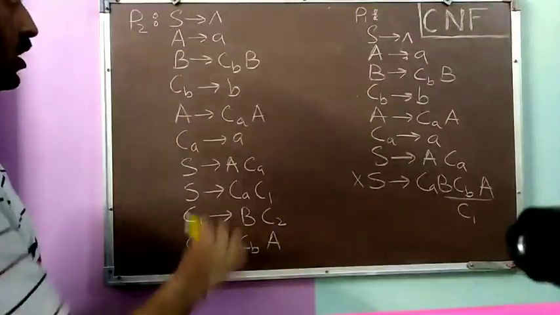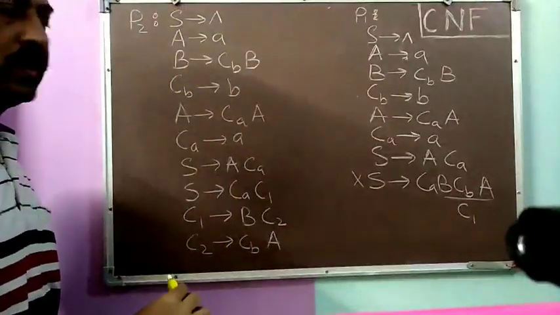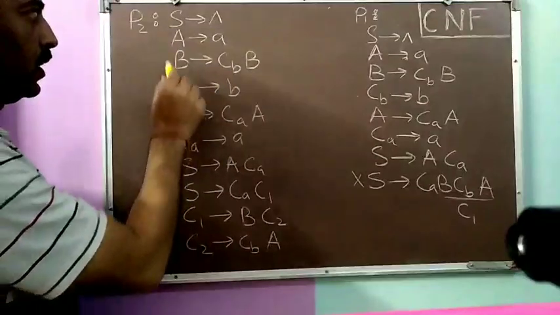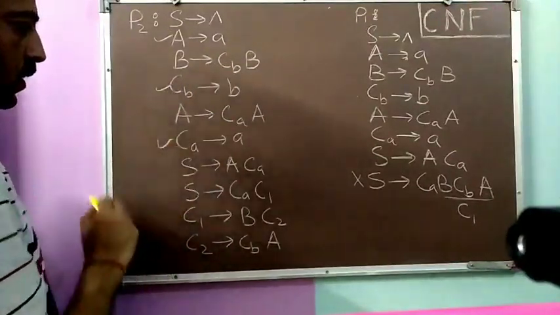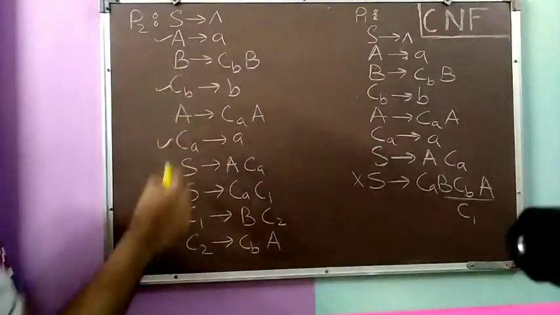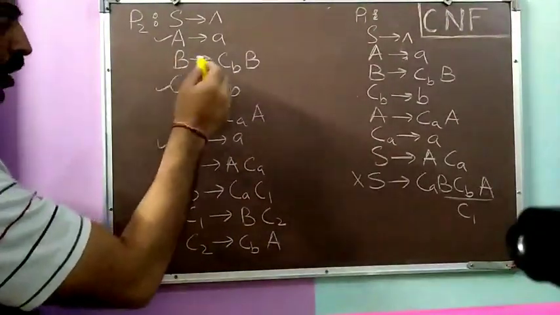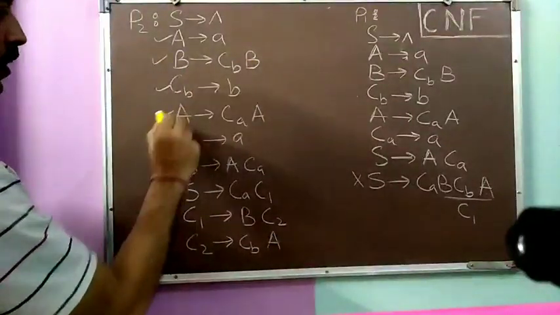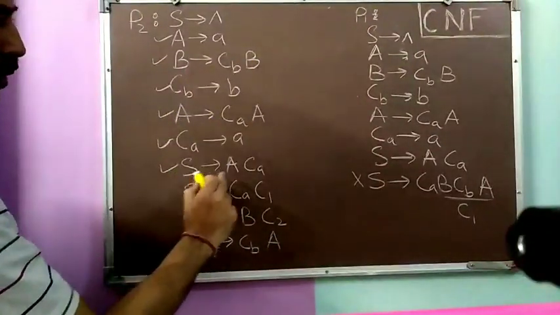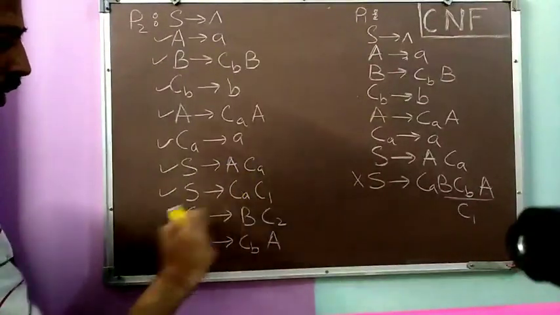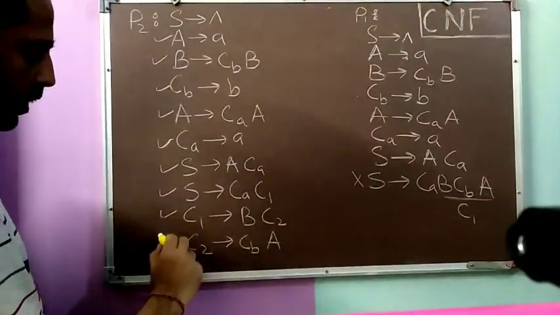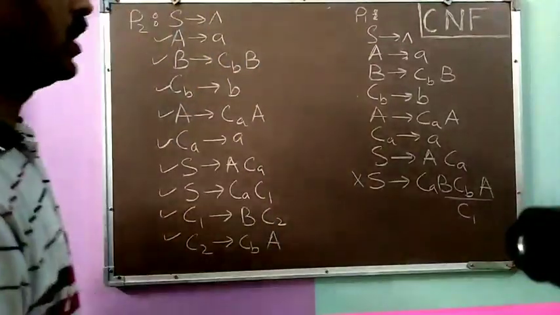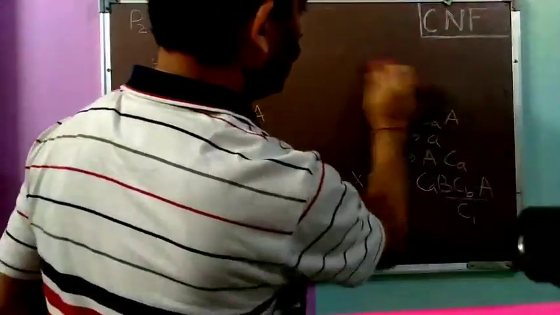So now you look at this set of productions, all the productions are in the required format: either variable to a terminal, or variable to two variables. So these got variable to a terminal, and all others are variable to two variables. Okay. So I have successfully converted my given grammar into the CNF.